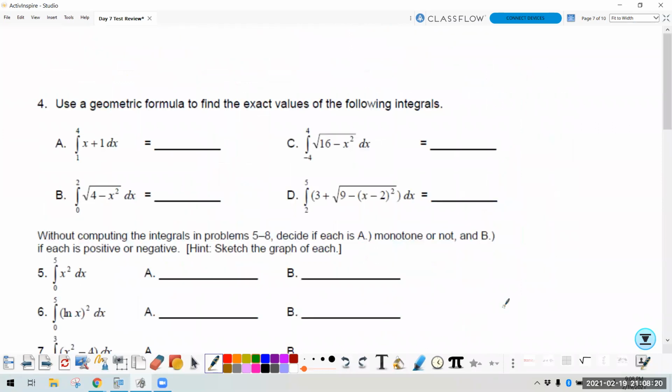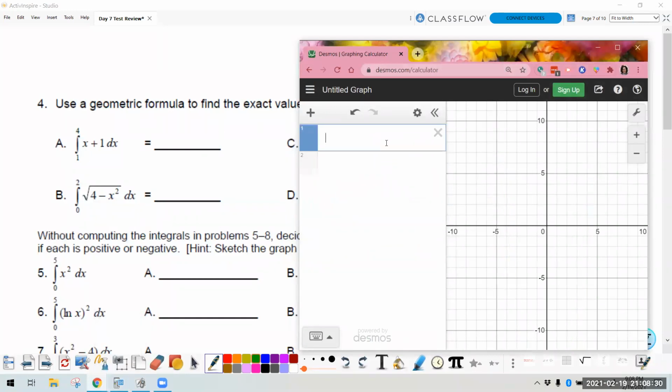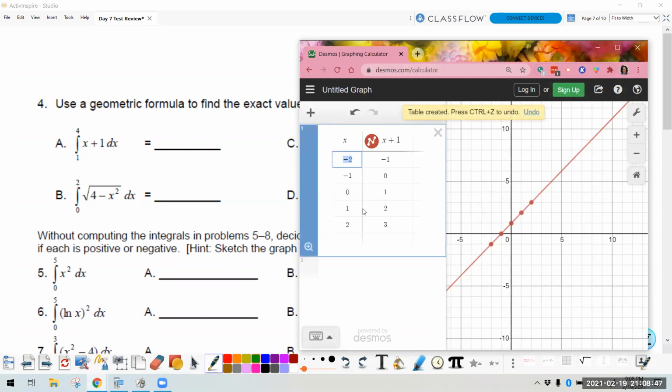Use a geometric formula to find the values of the integral. So we have to figure out what shape it makes. I'll switch to Desmos for this one. We've got x plus 1. Having typing problems. And we want to go from 1. Oh, it won't let me click there. Okay, so I'm going to go to settings, go to my table. At 1, the y value is 2. Oh, now it'll let me click there. And at 4, the y value is 5.